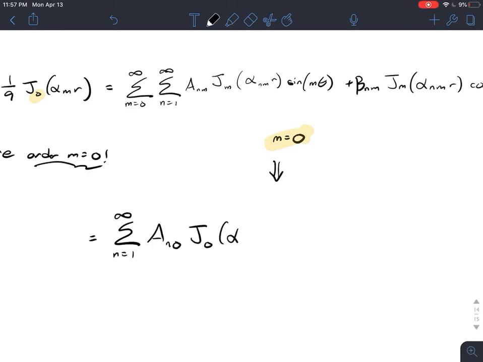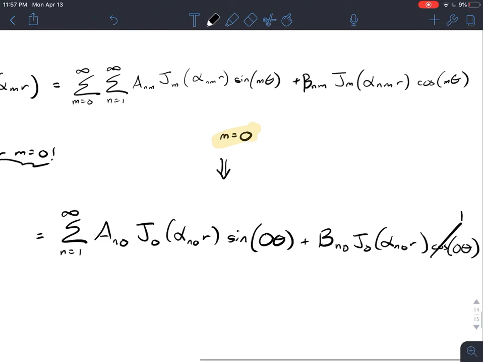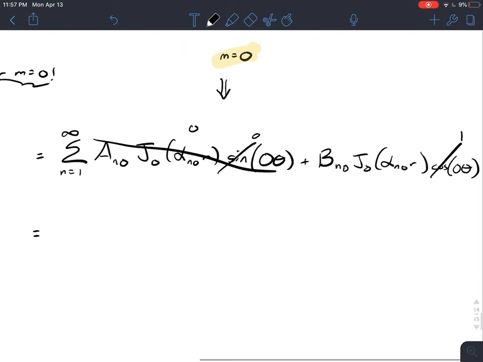And then conveniently, what we hopefully notice now is that because m is equal to 0, the sine terms, so the an0 terms, must also all be equal to 0. b0, j0, alpha n0r, cosine of 0 theta. Right, so the cosine term goes to 1, and this term goes to 0, such that everything else here goes to 0. And if we continue simplifying, all we're left with now is this one summation b.